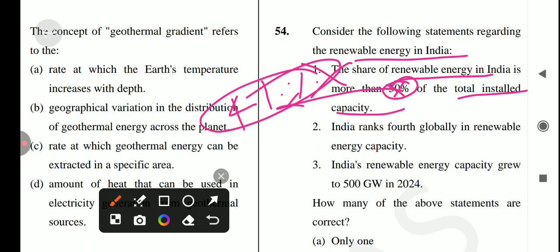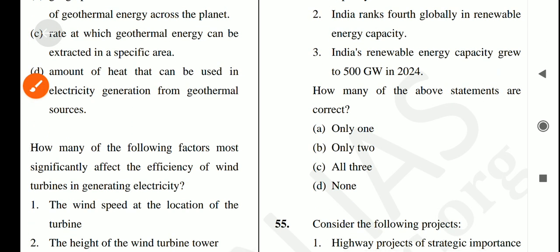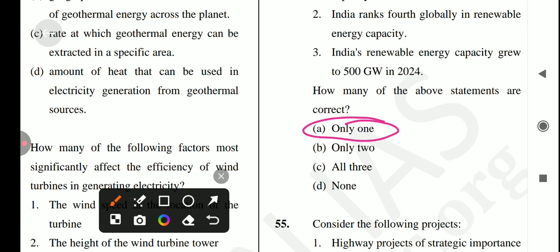India ranks fourth globally in renewable energy capacity. Is it true? Yes, it's a correct statement. Next is India's renewable energy capacity grew to 50 gigawatt in 2024. No, it's not in 2024, it's in 2030. Okay, so statement third is also incorrect और यहाँ पे correct statement पूछा है. So answer for this question is option number A. Only one is correct. Okay, and if you're talking about the renewable energy, it is energy derived from the natural sources that are replenished at a higher rate than they are consumed.